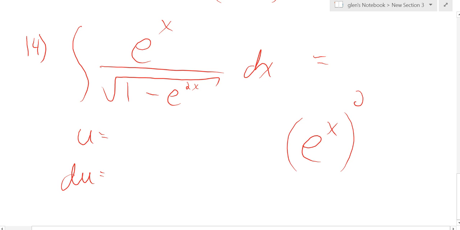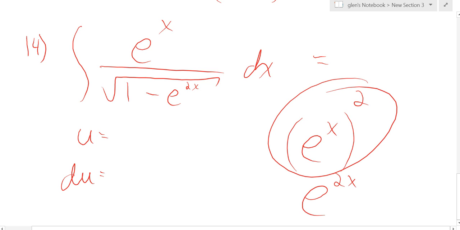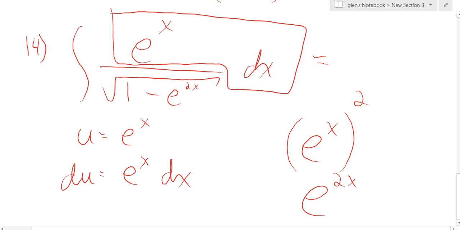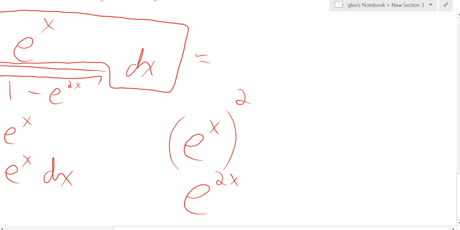There's a rule here: e to the x squared is e to the 2x. They're equal to each other. So I need e to the 2x to be u squared. But that's e to the x squared. So I need u to be e to the x, because that's going to become 1 minus u squared, based off this rule of algebra right here. And then du is e to the x dx, and we have that sitting right here. There's my du. I don't have to do anything fancy.